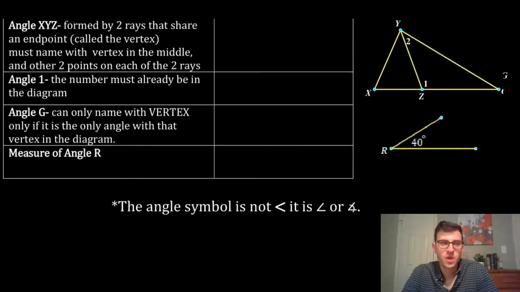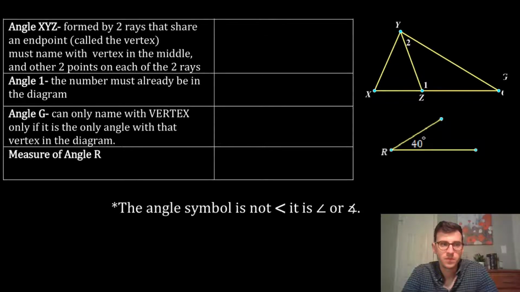Okay, so angle XYZ is formed by two rays that share an endpoint called the vertex. We've got to name our angles with the vertex in the middle, and the other 2 points are on each of the two rays. Let's look at an example.